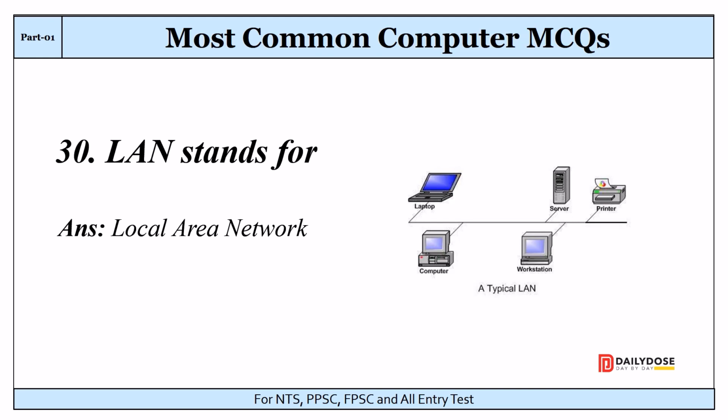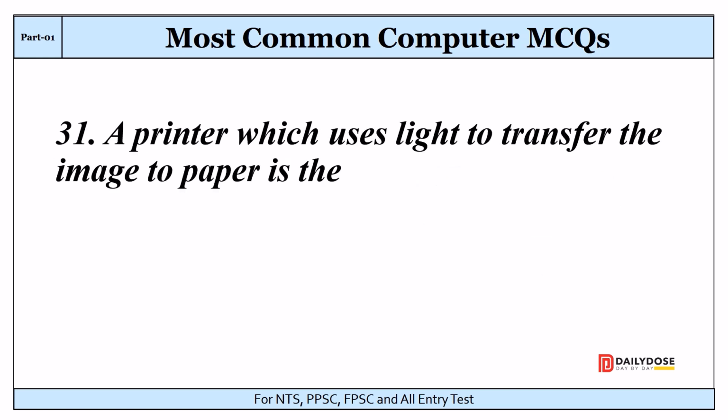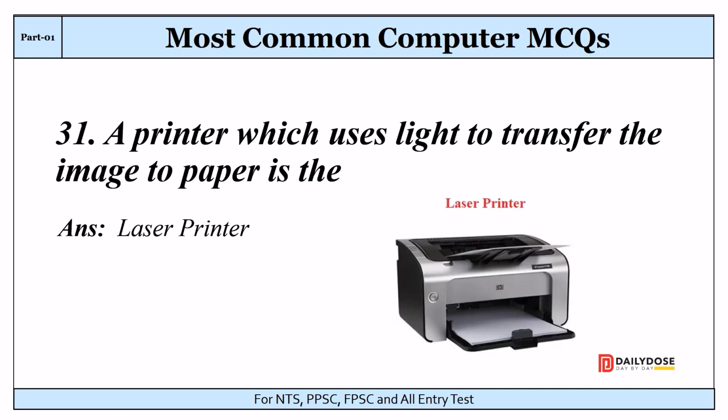And this is a typical LAN in which a small number of devices are connected together to communicate. A printer which uses light to transfer the image to paper is the laser printer. This is an example of a laser printer.